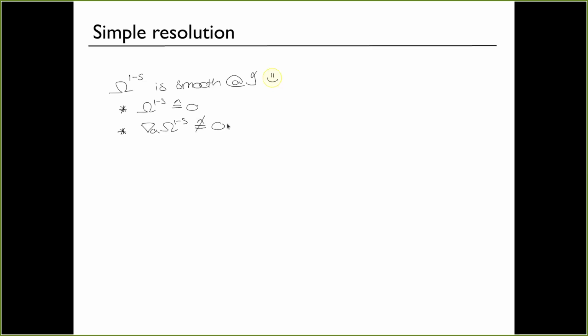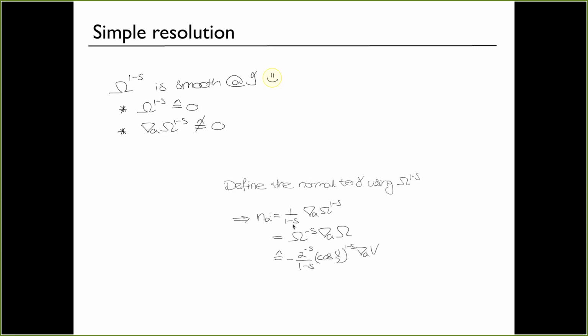So the idea is to still use the same conformal factor, the same omega, to find a conformally completed metric, but to define the normal to scri using omega to the power 1 minus s instead of omega. In fact, we added this factor of 1 over 1 minus s just so that there would be fewer factors of s floating around. But this is, of course, not key. The key point is that we used a different way to define the normal. And this normal is perfectly regular and has all the right properties.